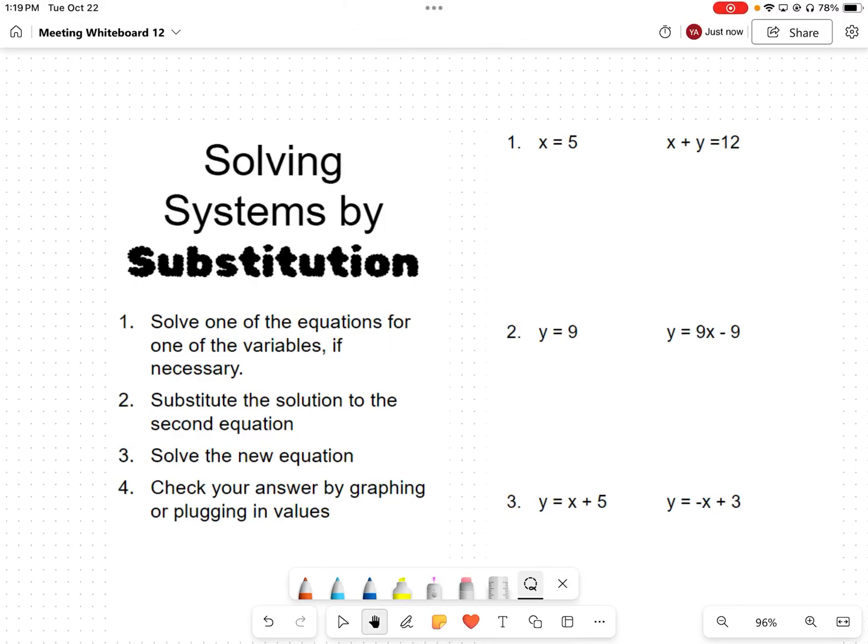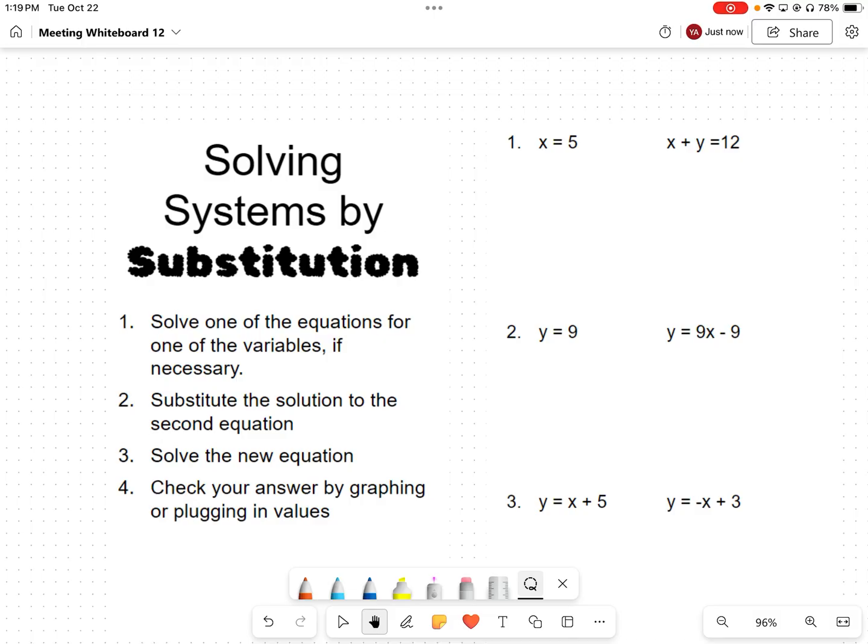Okay, we are going to solve by substitution. So this requires a lot of algebra. Substitution is just like it says. You are substituting something in, and then something else is going to come out. So here are the steps.